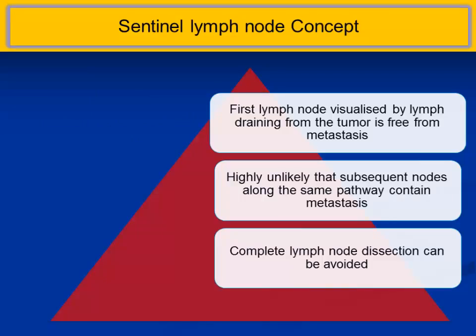The principle and the concept of the sentinel node, which the majority of you will know, but I will just take you through as part of the talk. The first lymph node to be visualized by drainage from the tumor is free from metastasis. It is highly unlikely that the subsequent lymph nodes along the pathway will be positive. Therefore, a complete lymph node dissection can be avoided. If the first node, whatever you take out, is negative, then there is no need to go for an extensive surgery in these patients.